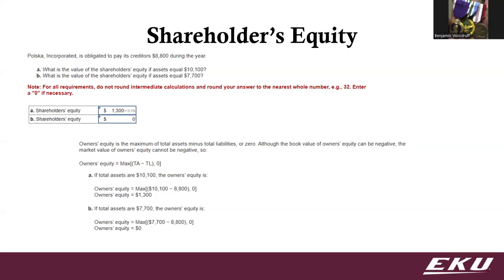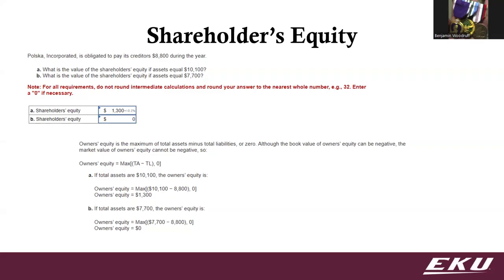And that's really all we're doing in this one. You're obligated to pay creditors 8,800, right? And we know that after you pay the creditors, what's left over is the shareholder equity piece. So if we made 10,100, we can cover that. It leaves us with 1,300.